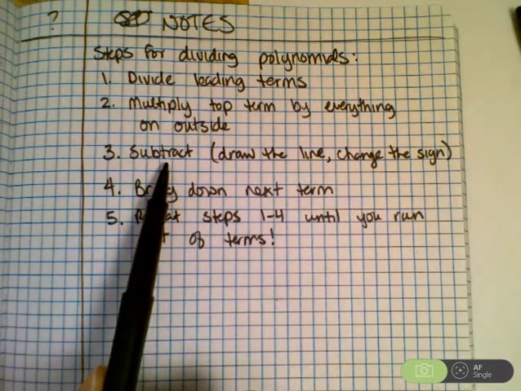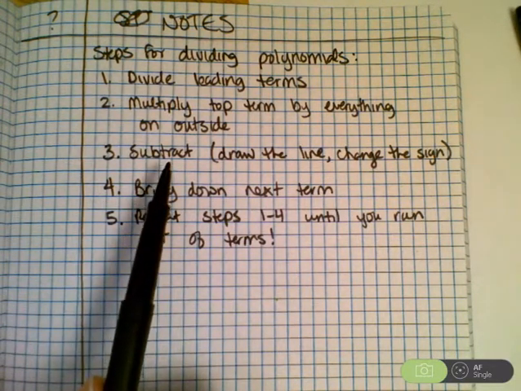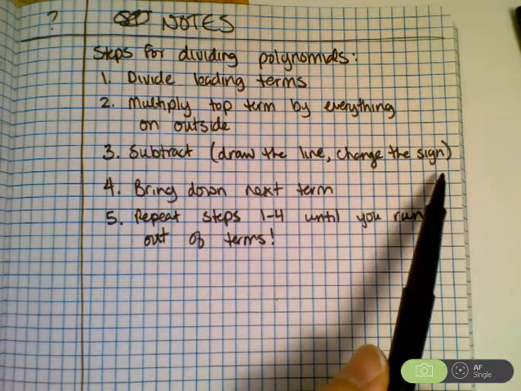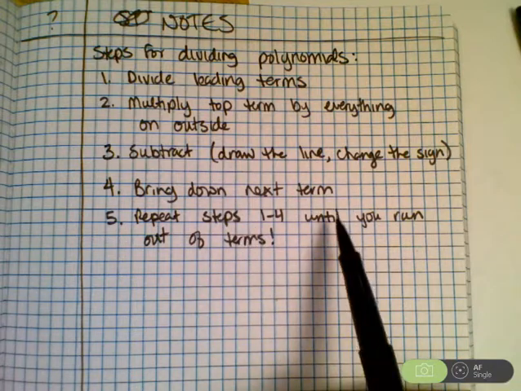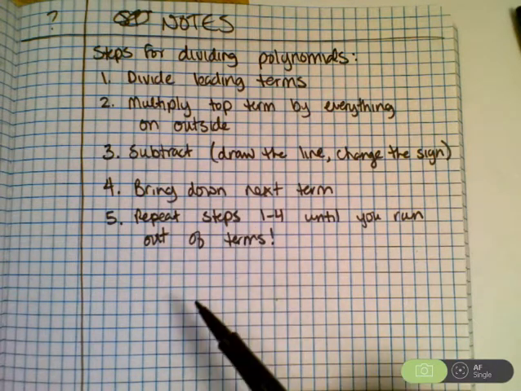Then we subtract. The way I think of subtract in my mind is I think of draw the line, change the sign. So a little rhyme to help me remember that. So I draw the line underneath the term and then I change the signs of everything and combine them.